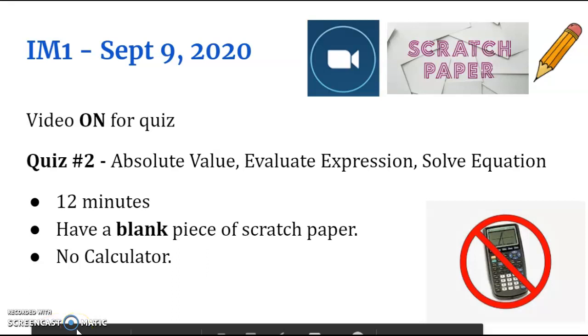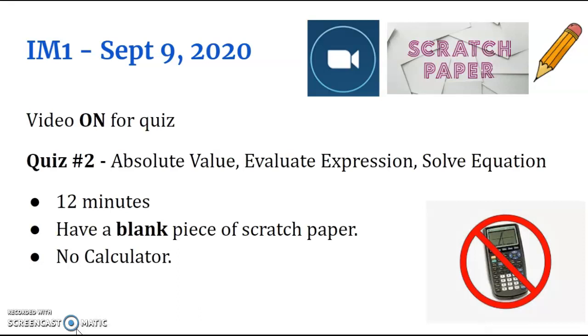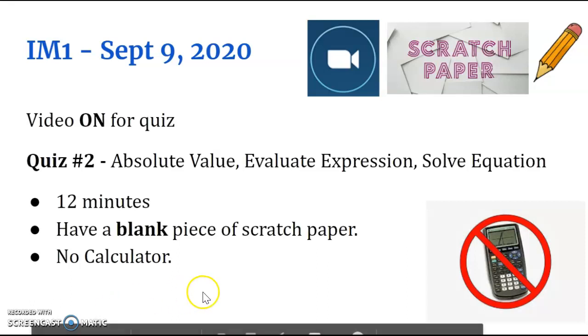Hello everyone, this is the first lesson recording for IM1, September 9th, 2020. We started off with taking quiz number 2 on absolute value, evaluating expressions and solving equations. If you are absent, then you need to contact me as soon as possible to arrange for a makeup quiz.